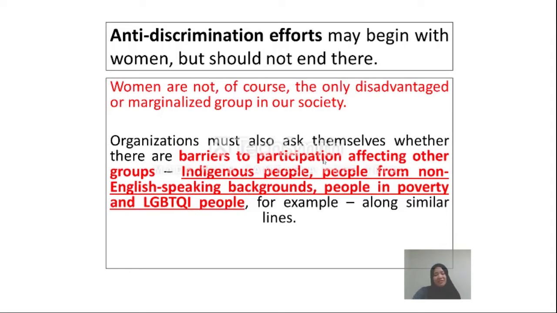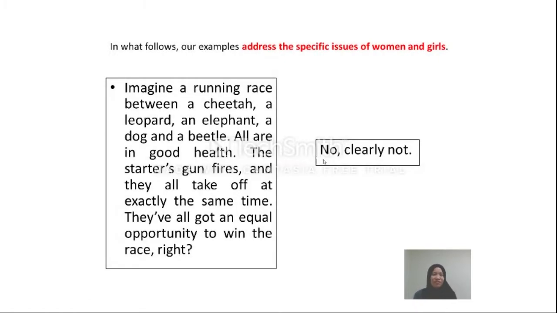So imagine running a race between a cheetah, a leopard, an elephant, a dog, and a beetle. All are in good health. The starter's gun fires, and they all take off at exactly the same time. They've all got an equal opportunity to win the race, right? No, clearly not.